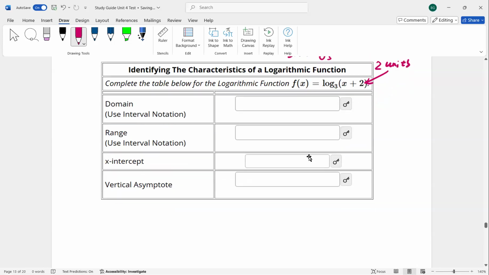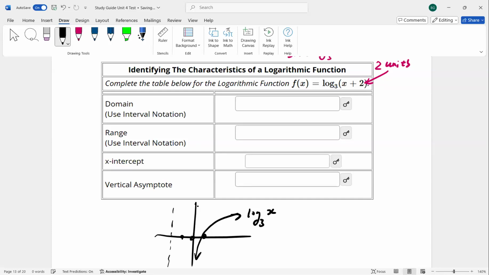So we want to know the graph of a log, the mother function, right? The mother function, if you remember, looks like that. Log with base 3 of x. Shift to the left 2 units, 1, 2. So this is the vertical asymptote. So the graph is going to look something like this. Okay, that's log with base 3 of x plus 2.